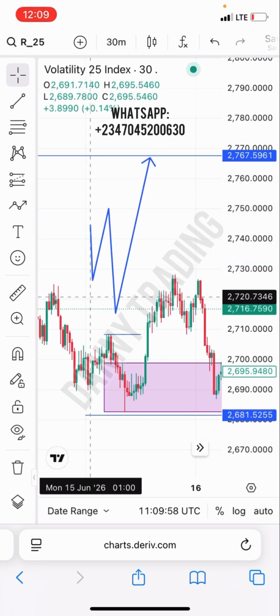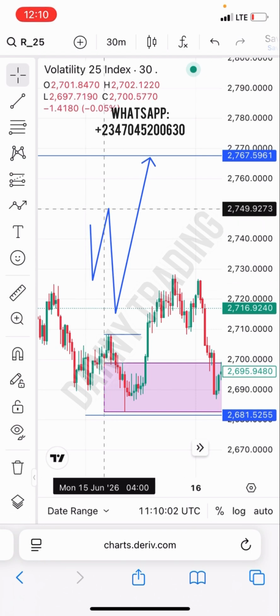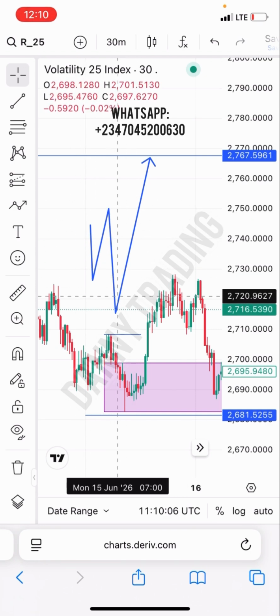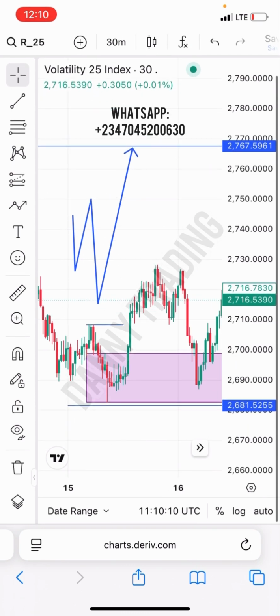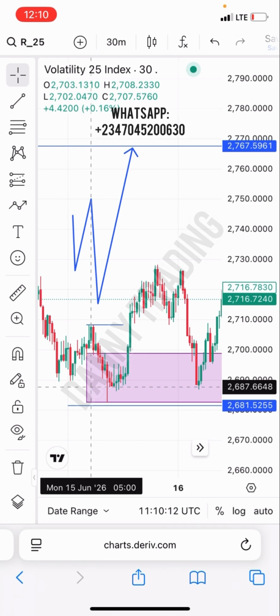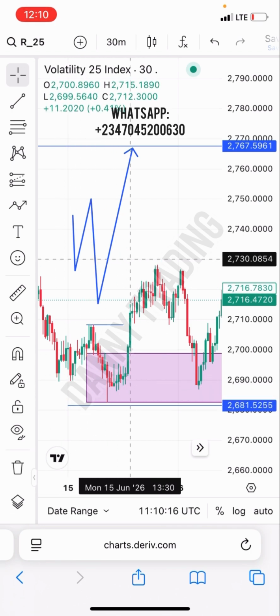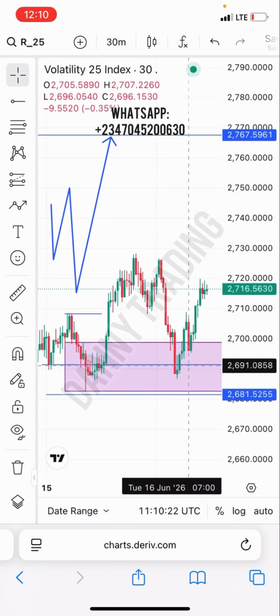There were buyers from here and there were sellers from here. So buyers were taken out, sellers were also taken out from here. Those people who sold from here, people who bought from here, everybody was taken out, and institutional traders bought from here. This is how institutional traders trade, and we have it right here. If you notice, buyers here, sellers here, both of them were taken out by this move to the upside. So I'm going to place my line there, and if you notice, that was where the market came back to.